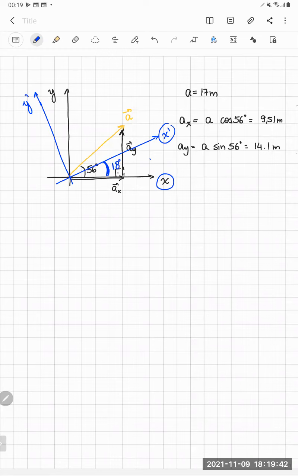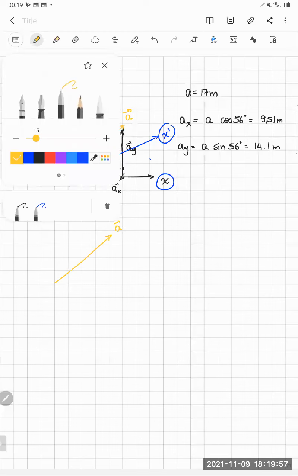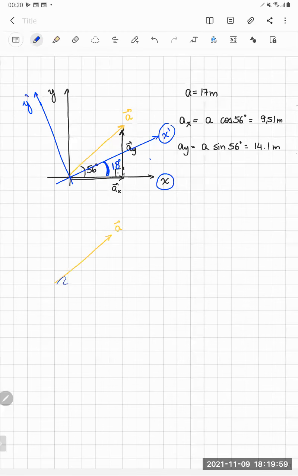I'm going to draw this frame again separately, so otherwise it gets too confused here. There are too many things. So I'm going to write again our vector. This is our vector A, it's the same thing. And let me put this blue frame now here. Okay, so this is our blue frame, the x prime, and our y prime. So we want to find the components according to this frame.